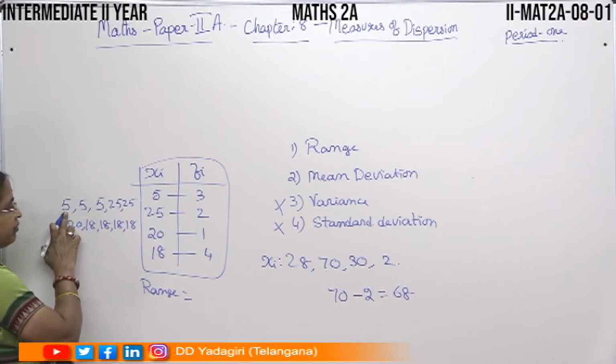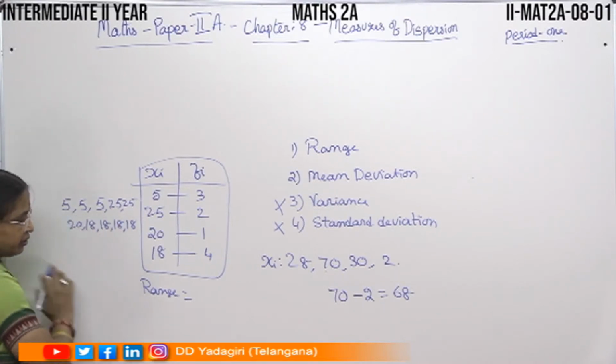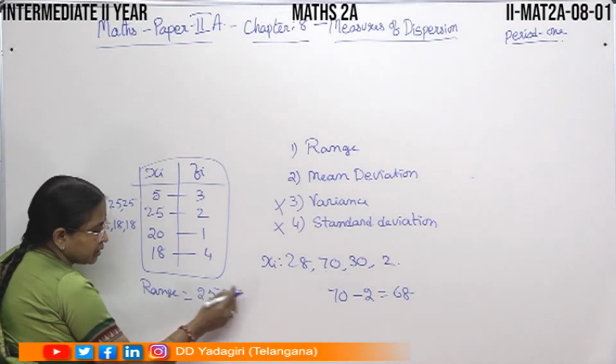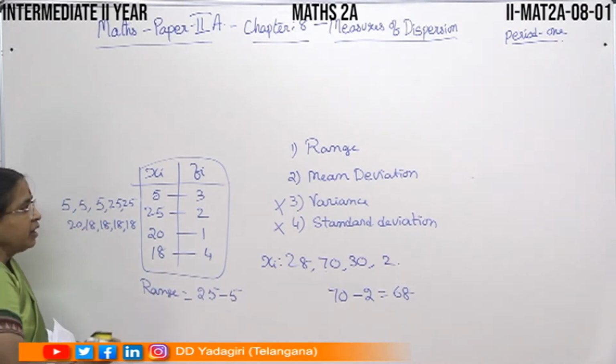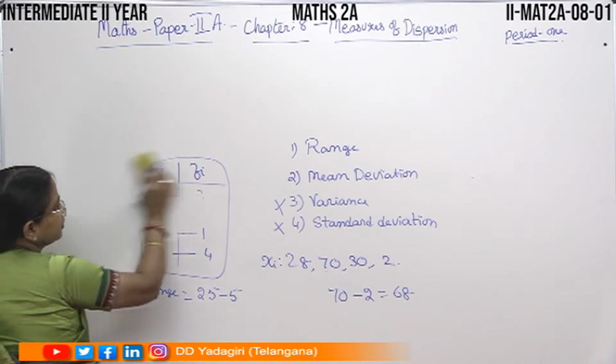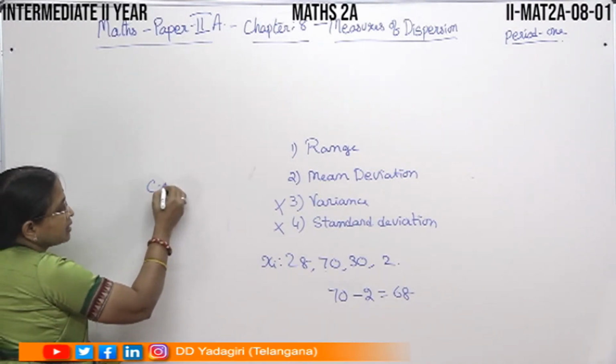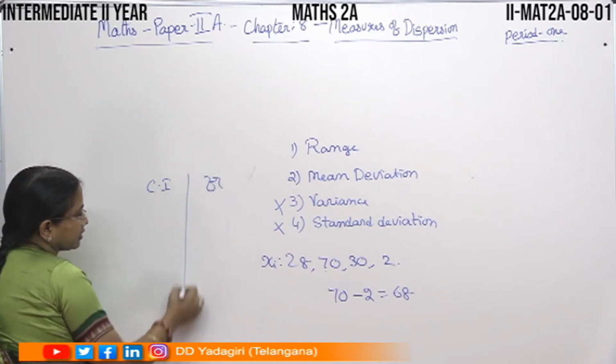Now what is the minimum value? 5. Maximum value is 25. So the range is 25 minus 5. Like this we find the range for a grouped data, which is in the form of xi and fi. Now suppose you have class interval and then frequency like this.